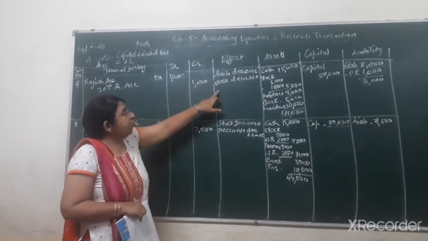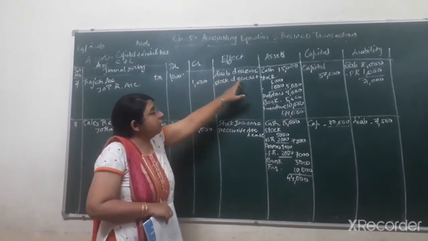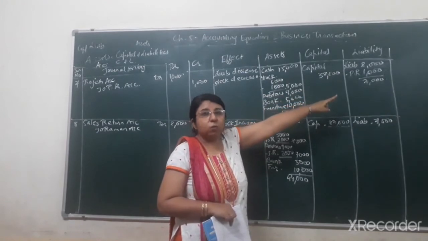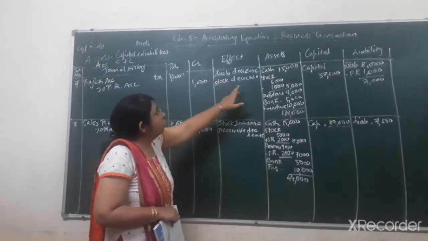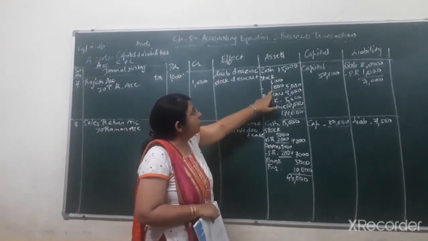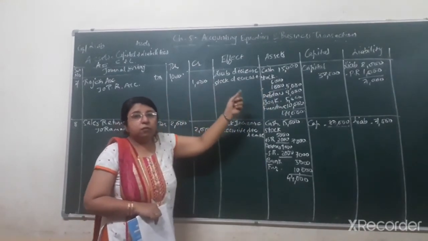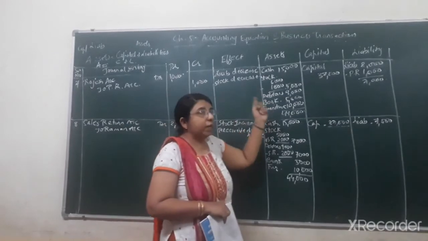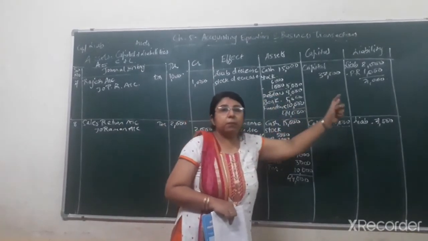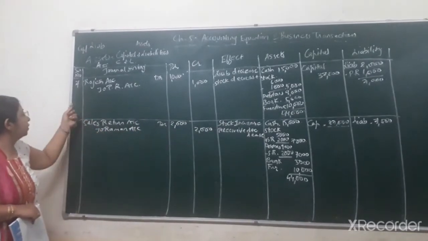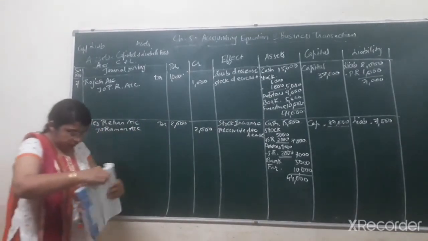From the effect you can identify, here the effect is written as liability decrease. So here you can see 8,000 minus 1,000, liability reduced by rupees 1,000. And stock also decreases. So here you can see stock is decreased by rupees 1,000. So on the basis of the effect, you have to do the additional subtraction in the concerned asset, capital or liabilities. Okay, and after completing the 7th transaction, next one is the 8th transaction.